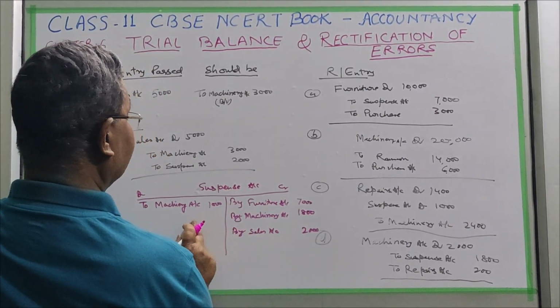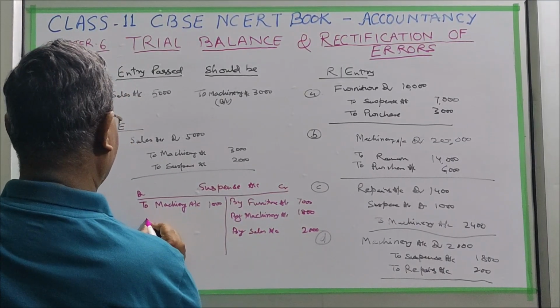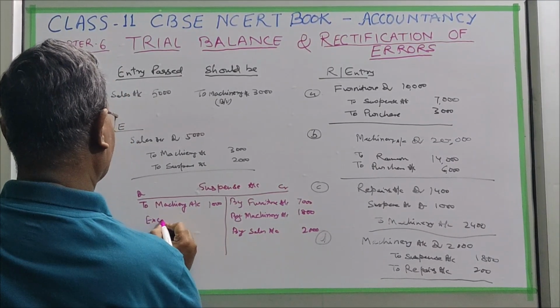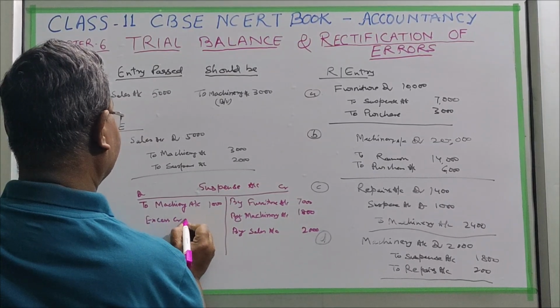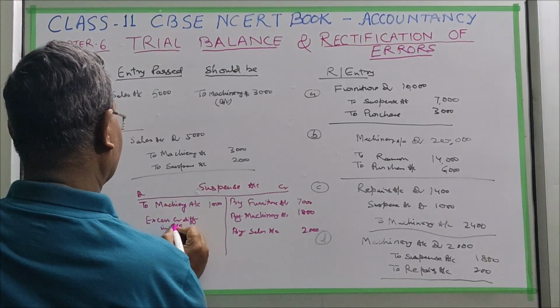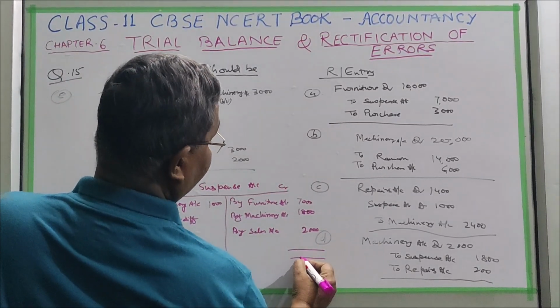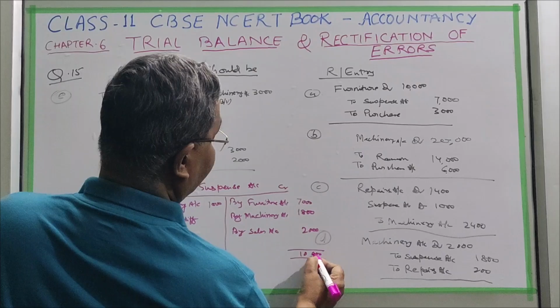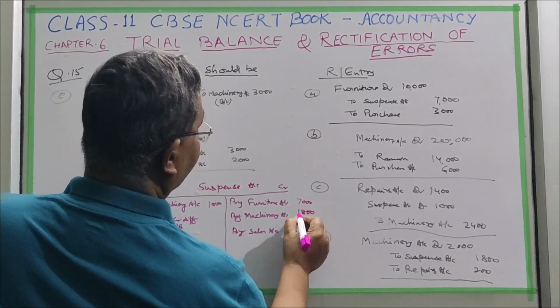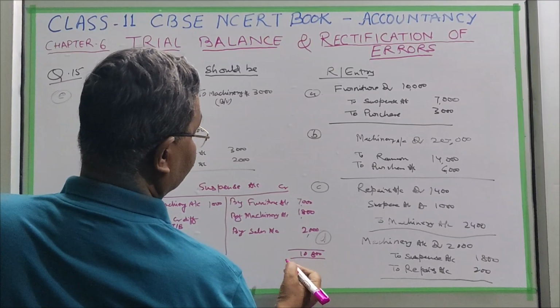So the difference is coming on this side. It means credit is in excess, a credit difference in the trial balance. How much? Around 10,000 or 18.